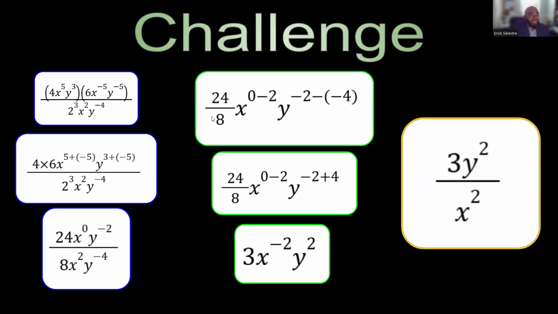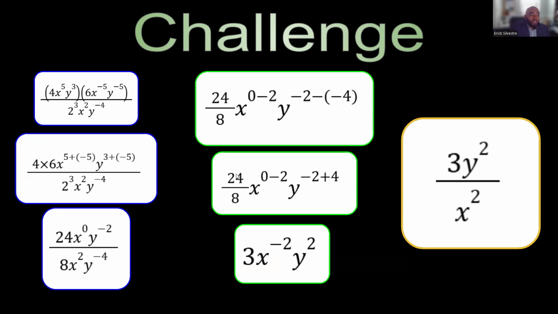Now when we move on, I take the numbers, 24 divided by 8. Then I have x raised to the 0 minus 2, because again, when you are dividing and you have the same base, you subtract the exponents. Therefore, you have 0 minus 2. And now be mindful of the y value because you have a negative exponent in the denominator. Therefore, when I follow my quotient rule, I have the same base. So y raised to the negative 2 minus negative 4. Remember, when you subtract a negative, you are basically adding. So negative 2 minus negative 4 becomes negative 2 plus 4.